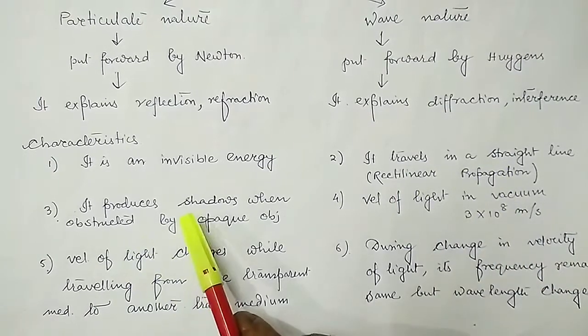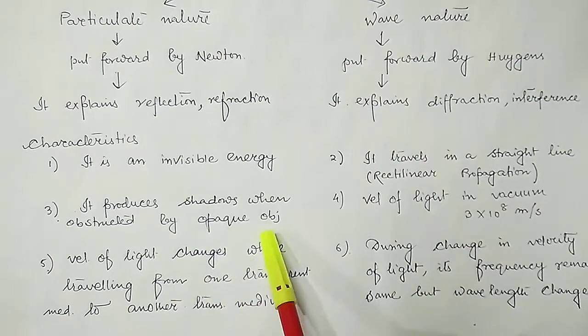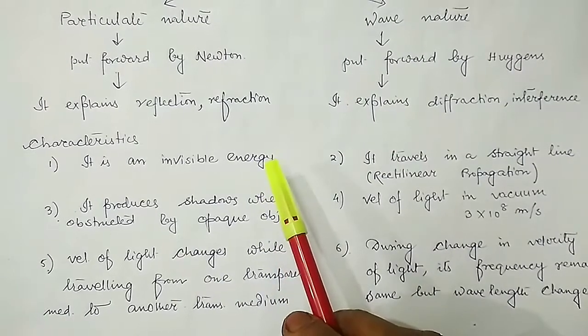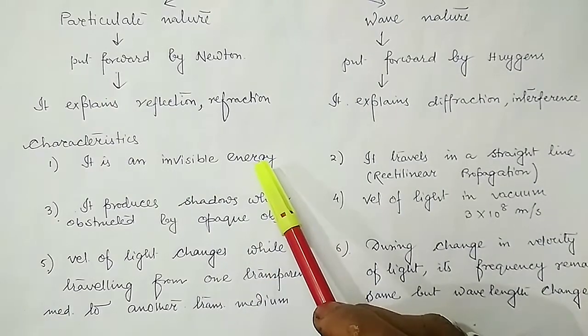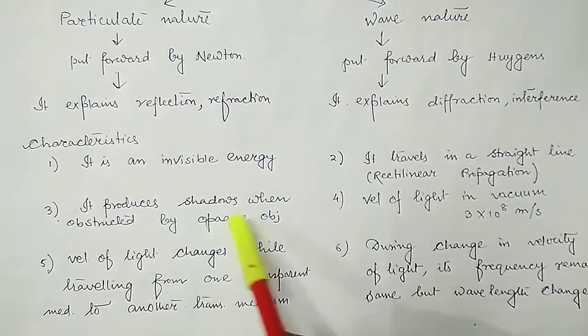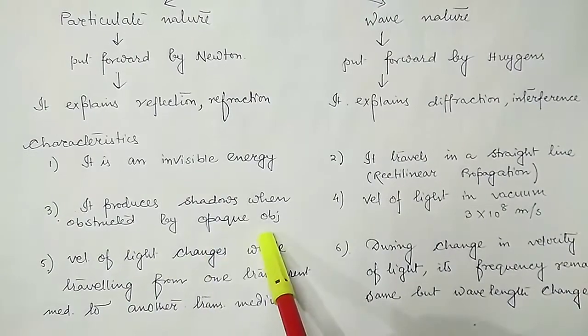It produces shadows when obstructed by opaque objects. Suppose you can see here some shadows are formed. These shadows are there because this Class-10 is opaque in nature. So it produces shadows when obstructed by opaque objects.